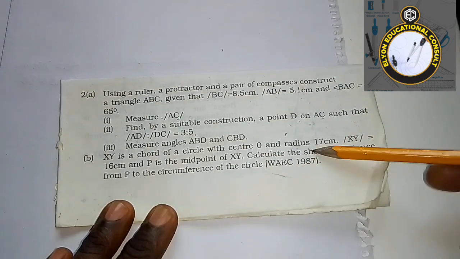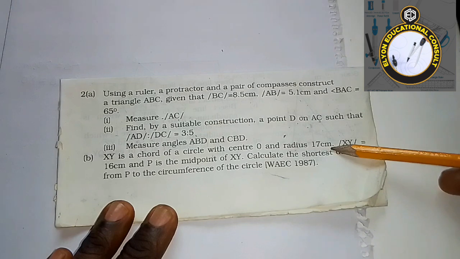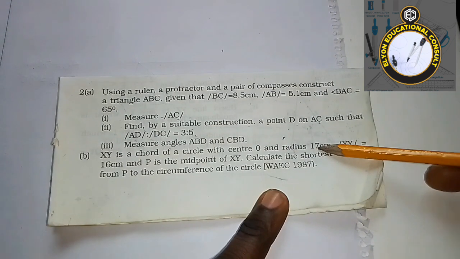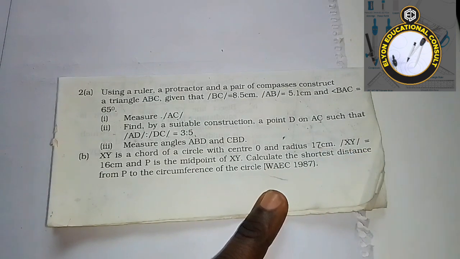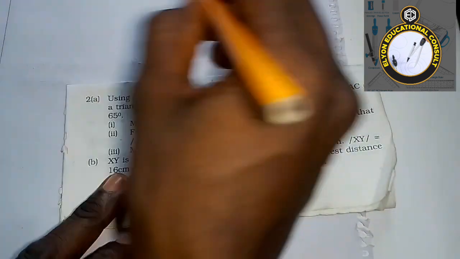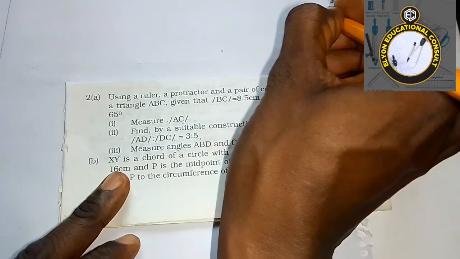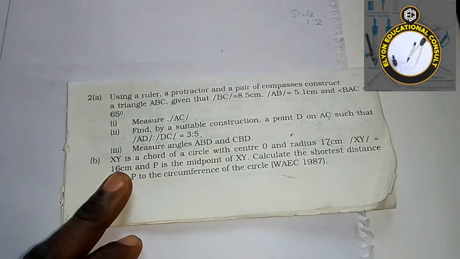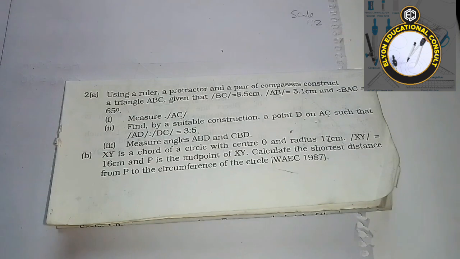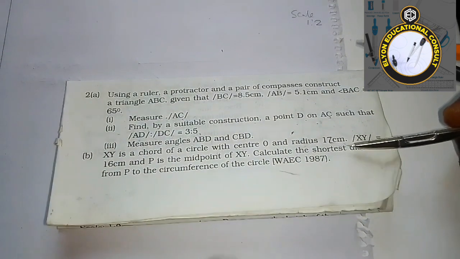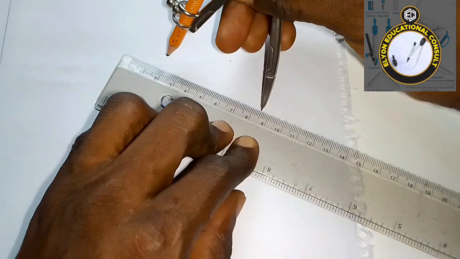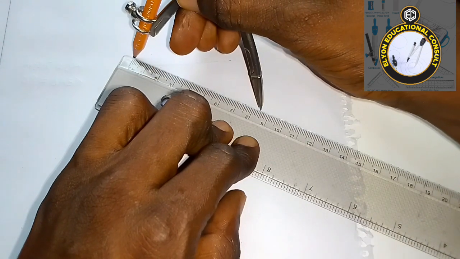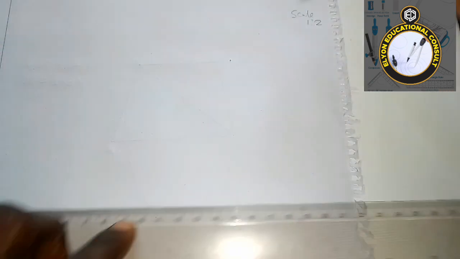We are having a radius of 17 centimeters, so I'm going to be reducing this by dividing by 2. So I'll be using a scale of 1:2. If I divide 17 by 2, that will give us 8.5 centimeters. So I will measure 8.5 centimeters from the meter rule. So this is my 8.5 centimeter.